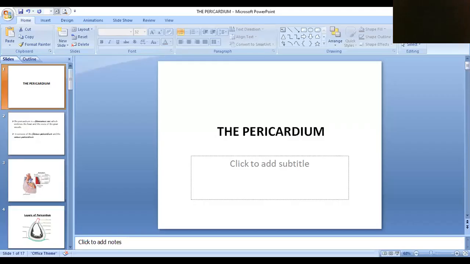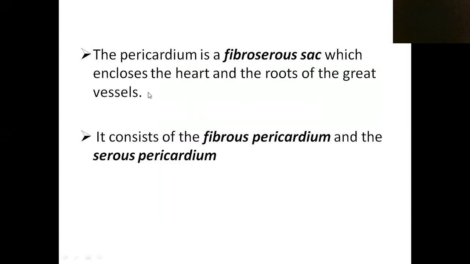Students, today we are going to discuss the pericardium. What is meant by pericardium? Pericardium is a covering of the heart. Okay, covering of the heart. Let's see that. Pericardium is a fibrous sac which encloses the heart and the roots of great vessels. Okay, it's a fibrous sac.